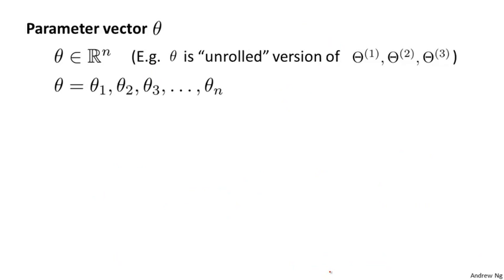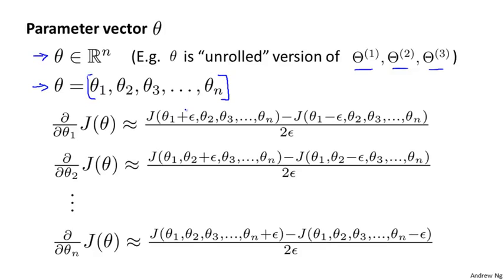Now, on the previous slide, we considered the case of when theta was a real number. Now let's look at the more general case of when theta is a vector parameter. So let's say theta is in R^n, and it might be an unrolled version of the parameters of our neural network. So theta is a vector that has n elements, theta 1 up to theta n.